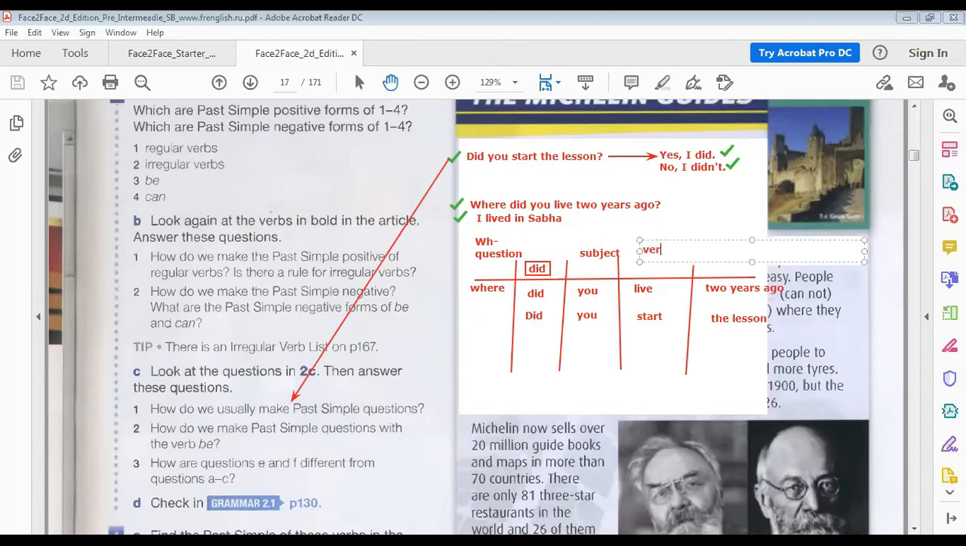The verb is always in the present form. Main verb. Infinitive. Of course, this is the main verb infinitive. Exactly. Now, what about verb to be?